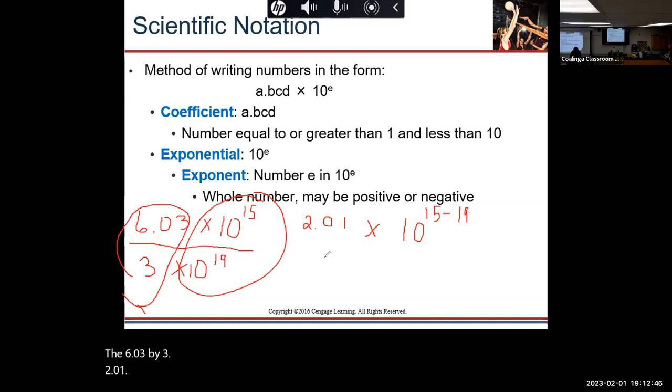Okay, so then we end up with 2.01 times 10.